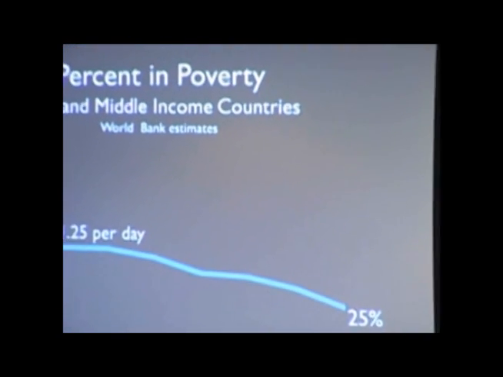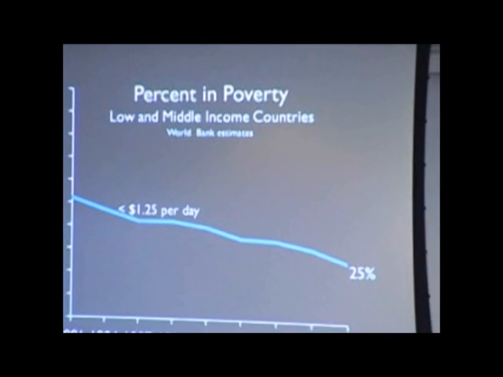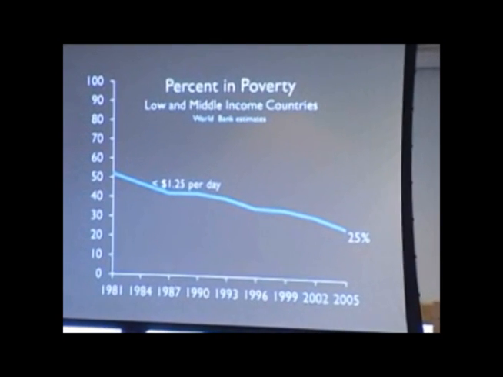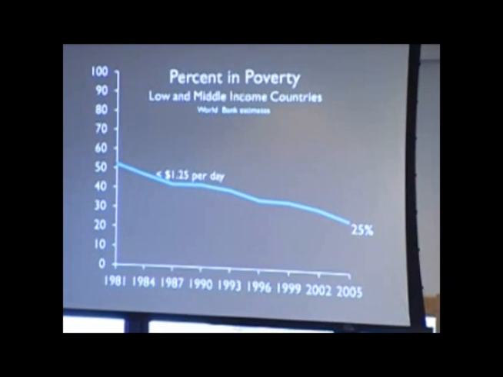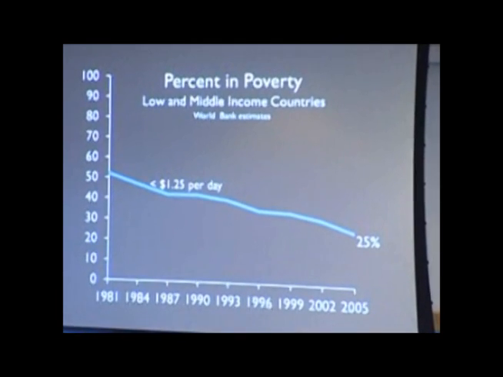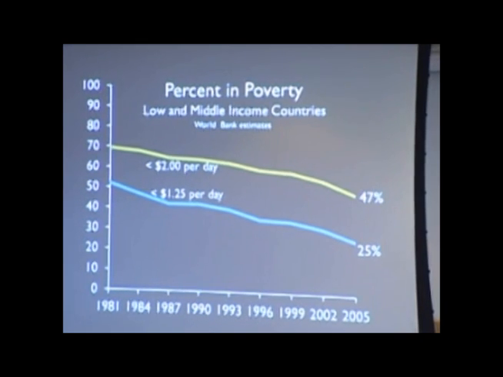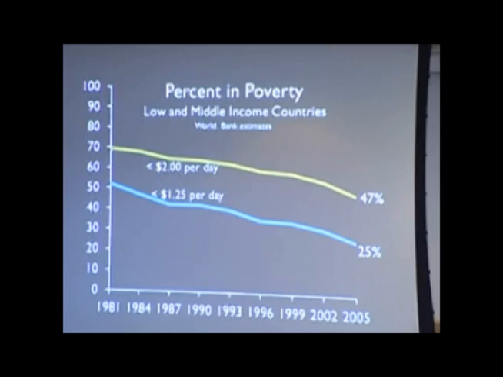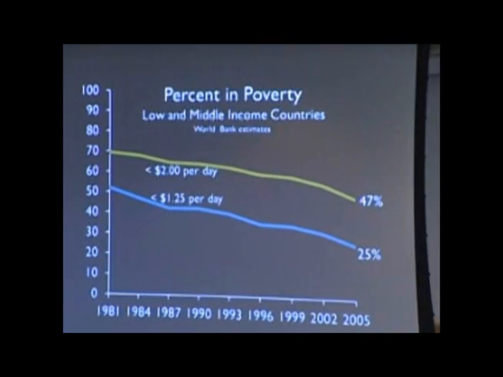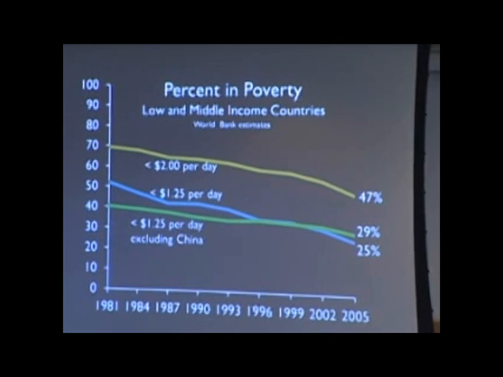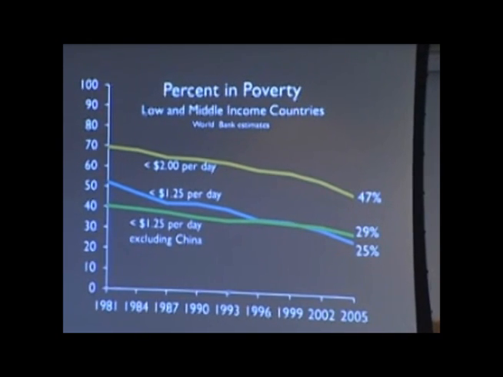Here's their estimate of the poverty rate measured as less than $1.25 per day per capita consumption of households. That rate was a little over 50% in 1981. It's fallen by half to 25% in 2005. They also have a $2 per day measure, which hasn't fallen quite as much. China, as you probably know, plays an enormous role in this. They've had a huge decline in poverty. If we take China out, we don't get quite the big dramatic improvements, but we do get a decline from 40% in poverty to 29% in poverty.